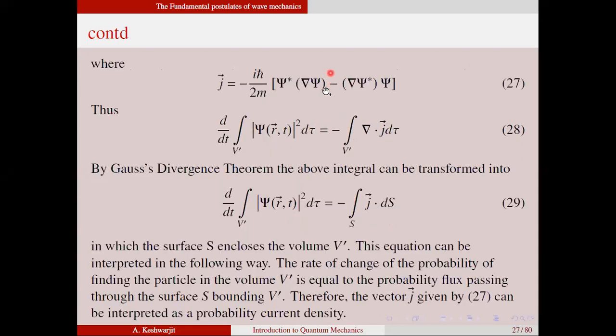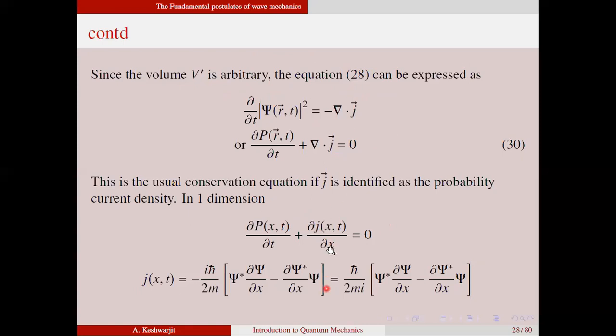Let me show it to you here. The expression for J here. This is the expression for J in three dimensions. In one dimension, this gradient will become simply del by del x. So in one dimension, this J is simply minus i h bar by 2m times psi star del psi by del x minus del psi star by del x psi.